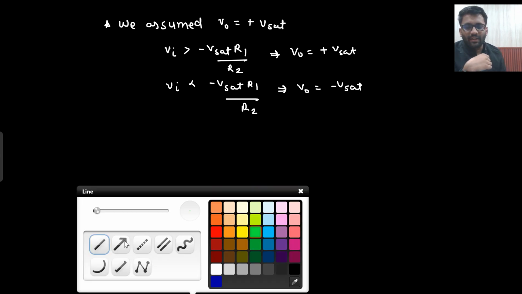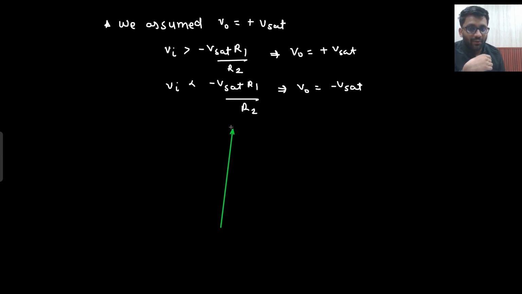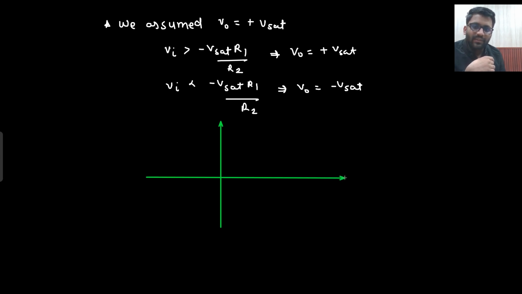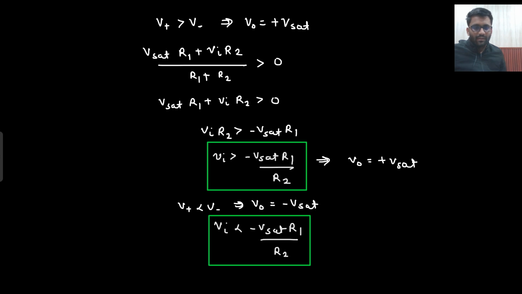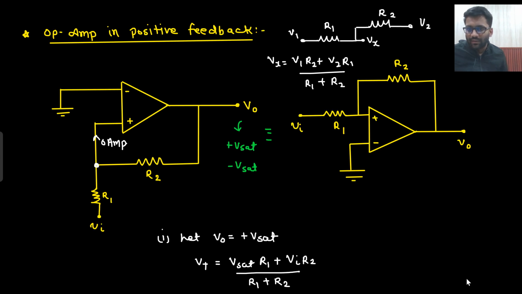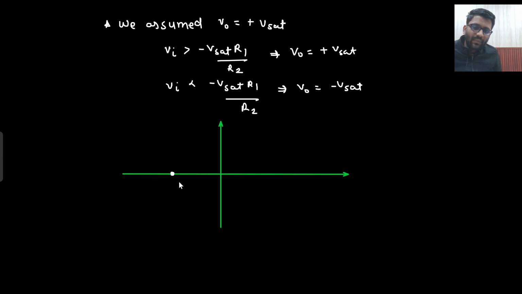Yes, sir, I can draw the transfer characteristics, but there will be a very important point to note. What you will say? That, sir, minus Vset into R1 by R2, this point will be there. Minus Vset into R1 by R2. So this is the point where things are changing.